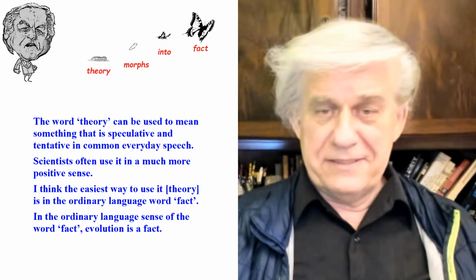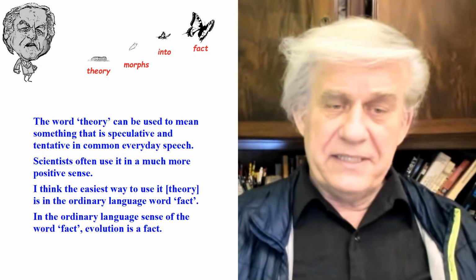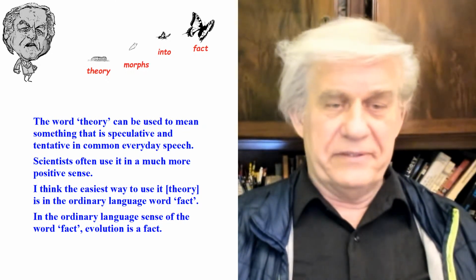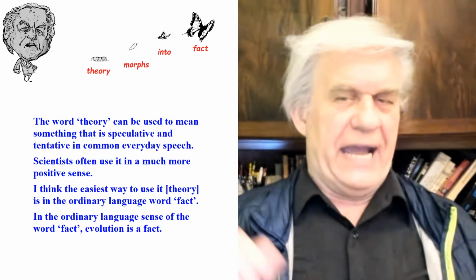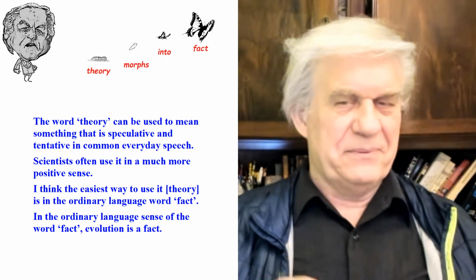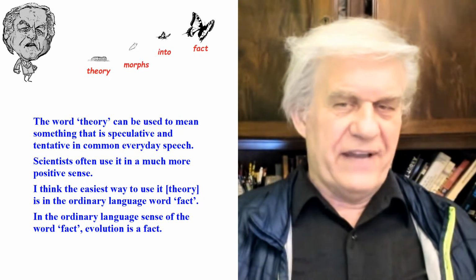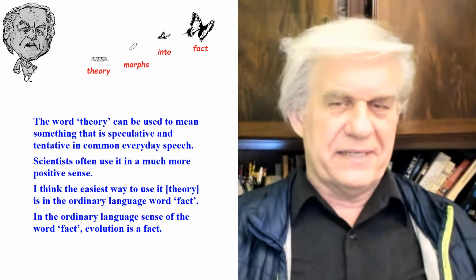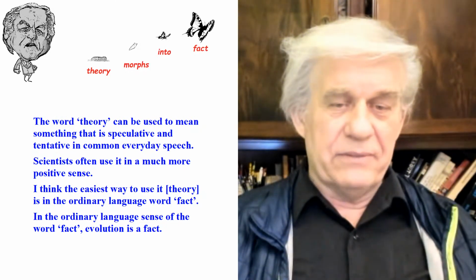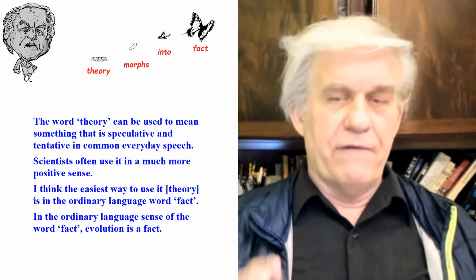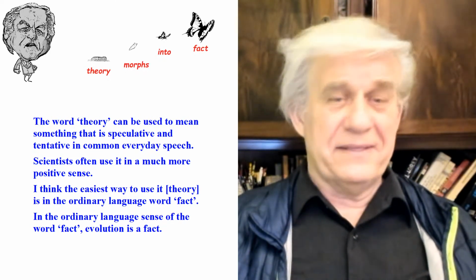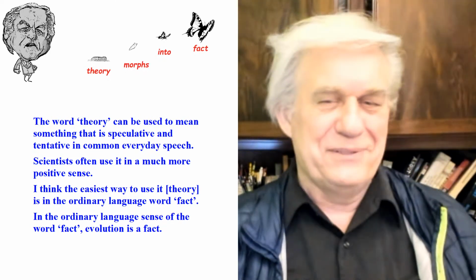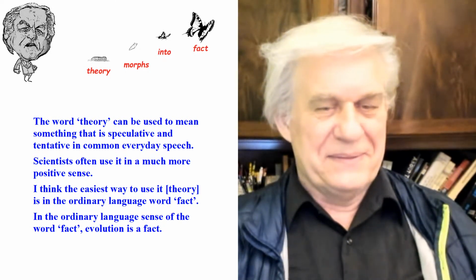I think that the easiest way to use it, theory, right, is in the ordinary language word fact. You see where he's going with this? He's turning his theory into a fact. He shoved it down your throat whether you like it or not. In the ordinary language sense of the word fact, evolution is a fact. Okay? So now the theory somehow morphed into a fact. So interesting.